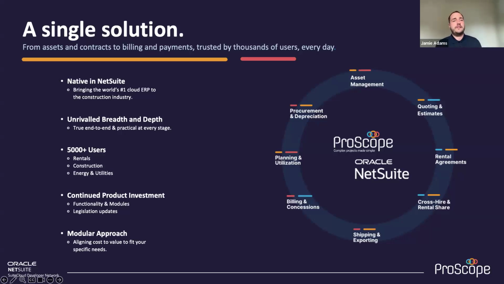There's unbridled breadth and depth of the solution, and they can really then begin to say, what's happening, what's going on with our fleet at every stage of that process. So they can no longer be reactive, but be proactive in their decision making. And ultimately, the benefits that come with that of impacting utilization and profitability, as we spoke about earlier on. So we've got over 5,000 users who use ProScope on a monthly basis.